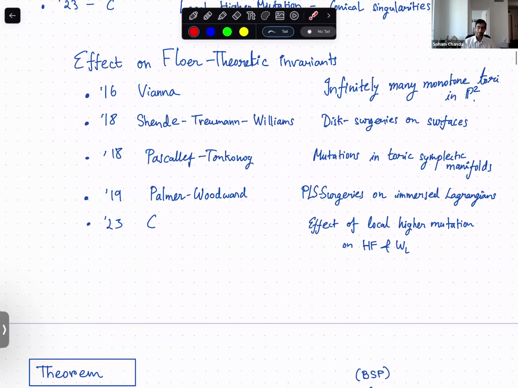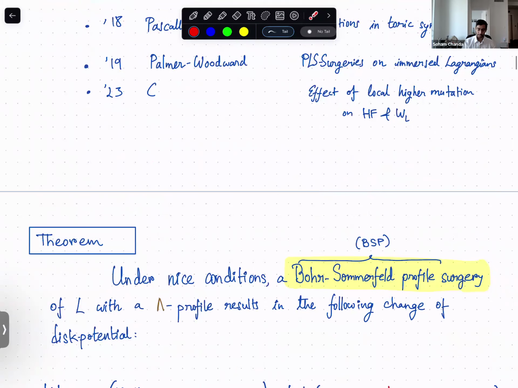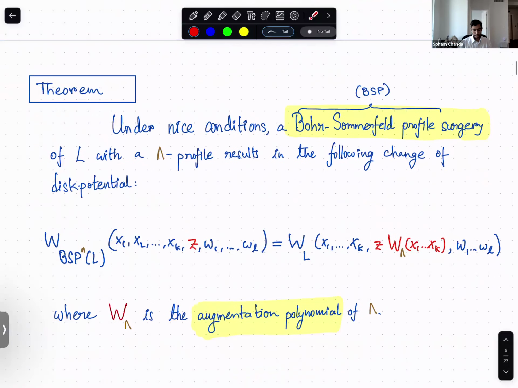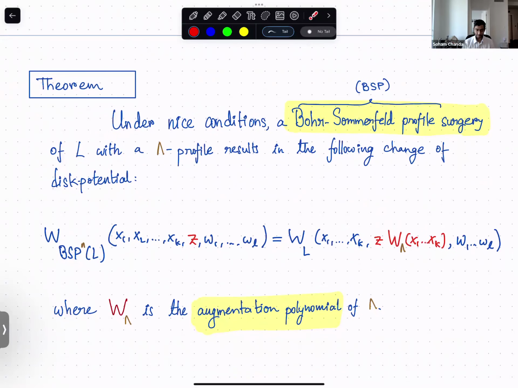Okay, now I think I'm done with history and I can tell you what the result of today's talk is. The main theorem reads something like this. Under nice conditions, of course, I want to be vague so that it doesn't bog you down with details. Bohr-Sommerfeld profile surgery of a Lagrangian L with a lambda profile results in the following change of disk potential. And okay, so I should pause and tell you what this means.